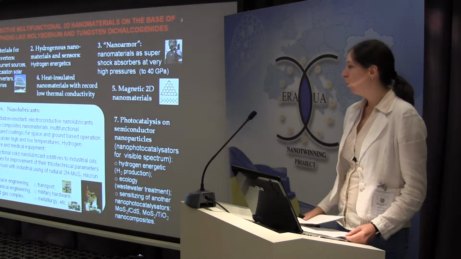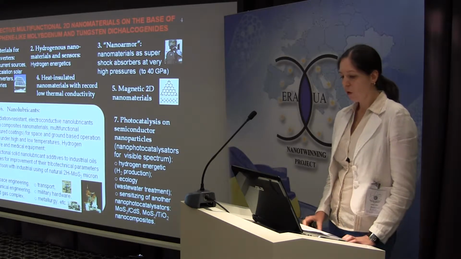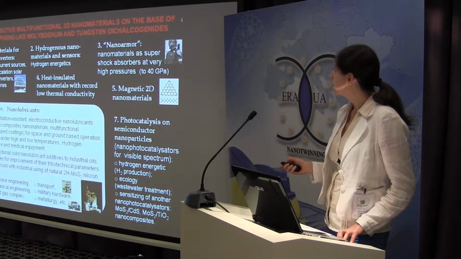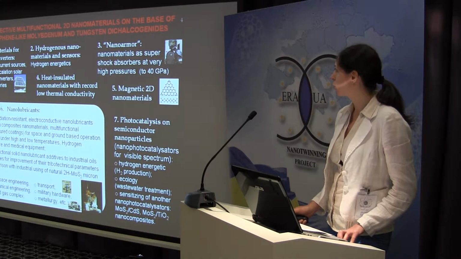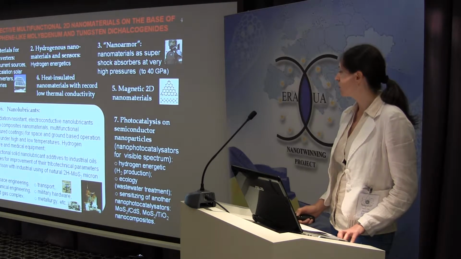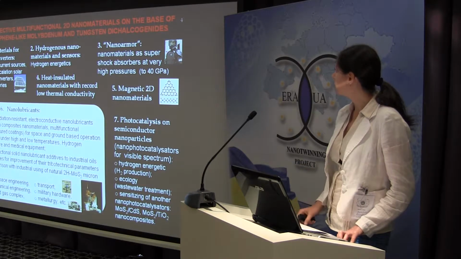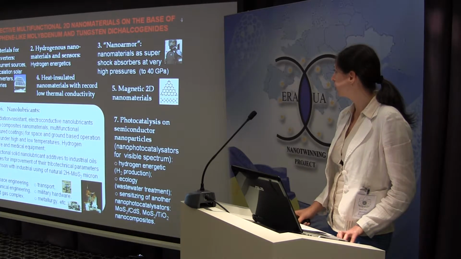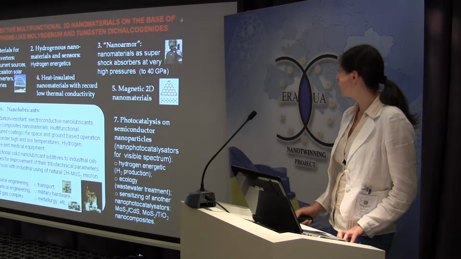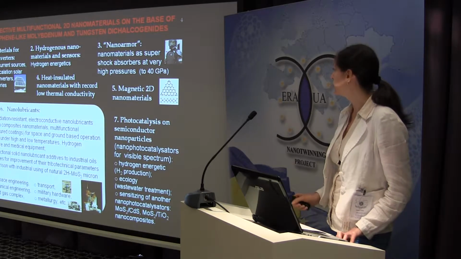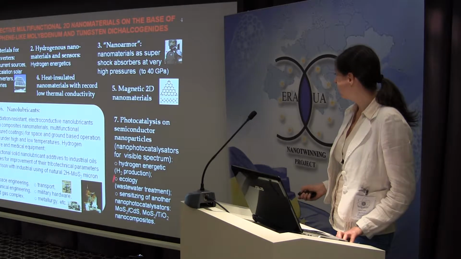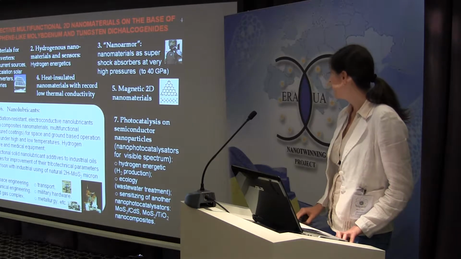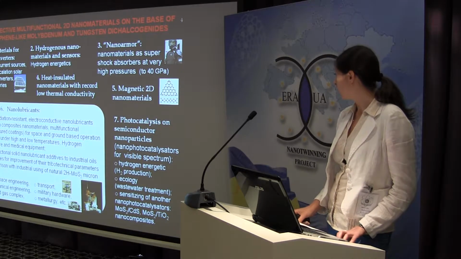So graphene-like nanoparticles of molybdenum and tungsten dichalcogenides have prospects for nanomaterials design for various purposes. There are nanomaterials for energy converters in chemical current sources, photointercalation solar energy, and solar batteries, hydrogen nanomaterials and sensors for hydrogen energetics. Nano-armor, that is nanomaterials as shock absorbers at very high pressure. Heat-insulating nanomaterials with record low thermal conductivity. Magnetic two-dimensional nanomaterials, photocatalysis on semiconductor nanoparticles using the invisible spectrum, and application for hydrogen energetics, ecology, treatment of wastewater, and sensibilization of other nanocatalysis.